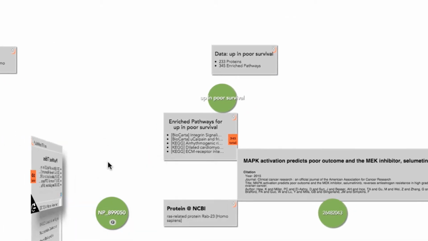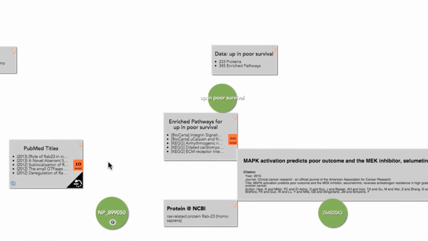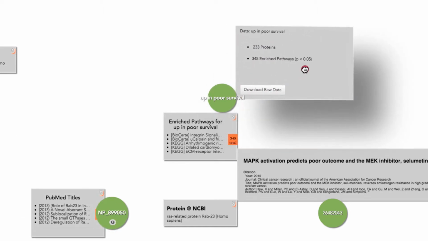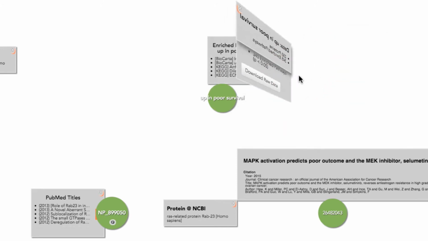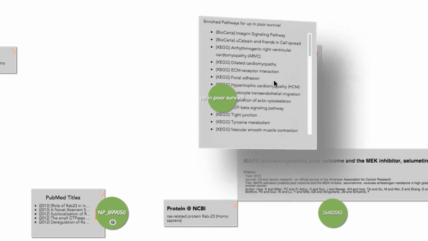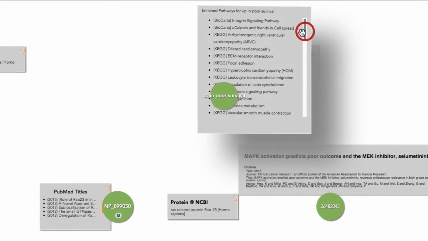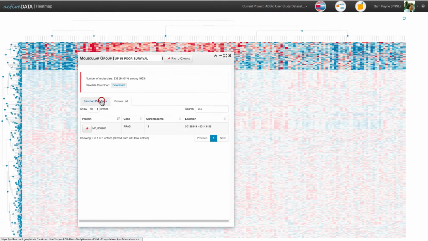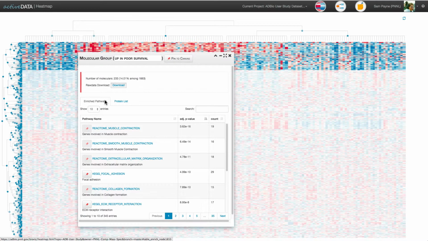Protein groups also have two recommendation cards, the data card and the pathways card. The data card shows the number of proteins and pathways within the node. On the back of the card is a link to download the actual data from the expression matrix for these proteins. The pathways card shows a list of enriched pathways found in this group of proteins. Flipping the pathways card allows the user to scroll through the whole list, and in either state, the user can click on the name of a KEGG pathway to open it in the pathway view. Double-clicking on the pin itself opens the Heatmap view with that node selected.